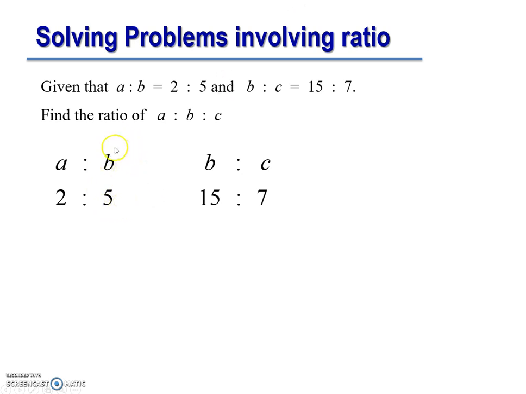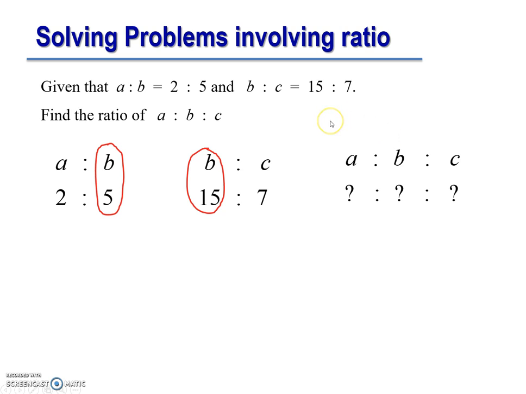Now, the thing is that here, we have different values of ratio of B. So we cannot just say that the ratio of ABC should be 2, 5, 5, 7. That is the incorrect way of doing it. If you have two different values of B, you have to make both values similar. In order for us to write down the ratio of A to B to C, we have to change the value of B so that the values will be similar.